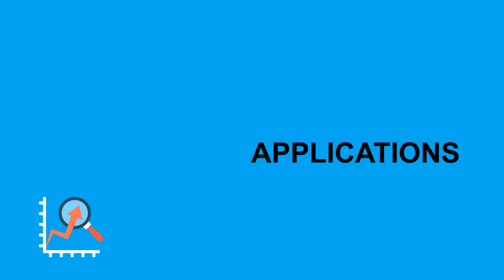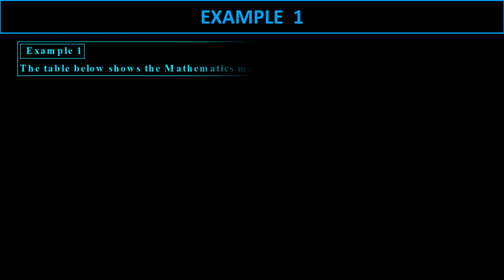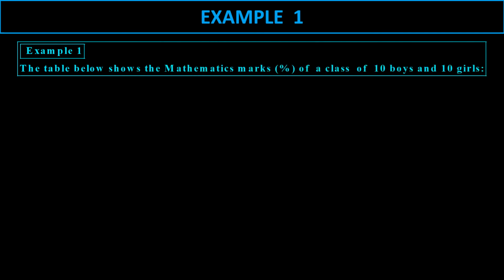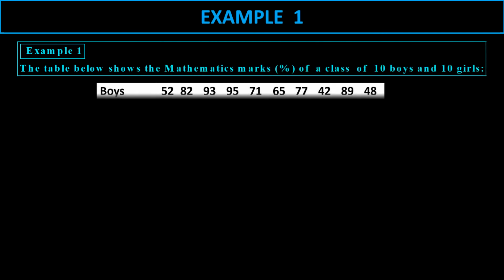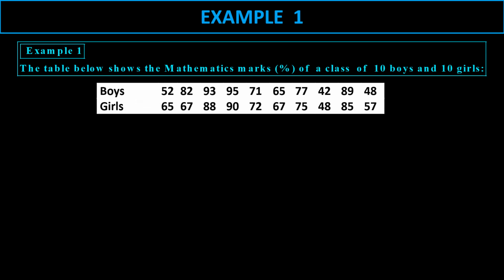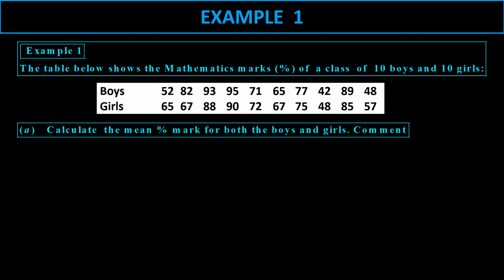Next we're going to do the applications of these concepts, and specifically standard deviation. So let's look at the first example. Here we have the mathematics marks of a class of 10 boys and 10 girls. And first of all, we want to calculate the mean mark. That's quite easy. You get the mean for the boys. That's the mean for the boys. Calculate the mean for the girls. That should be very easy.